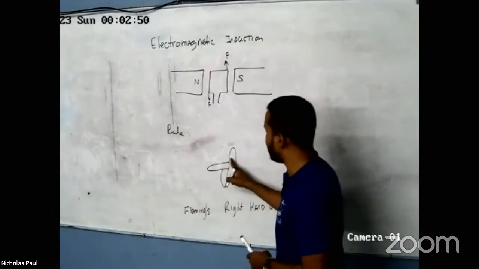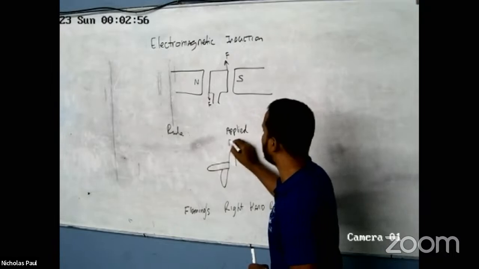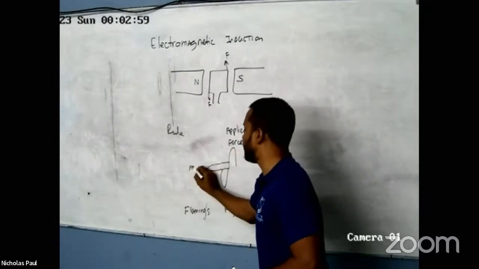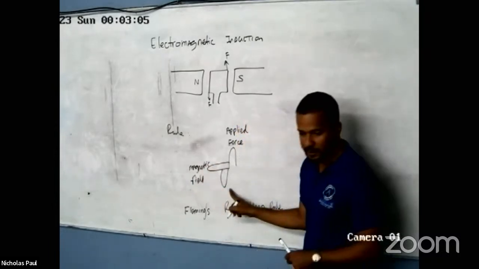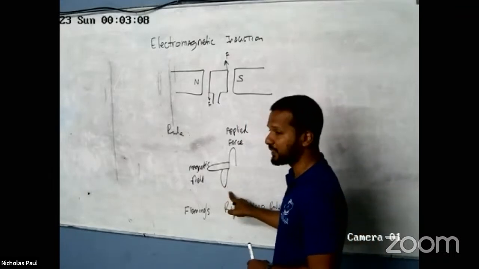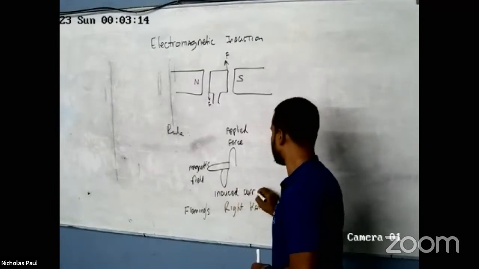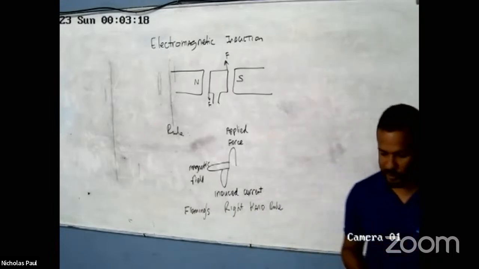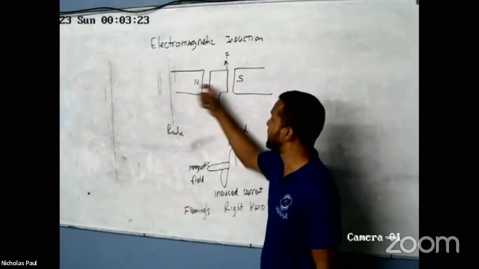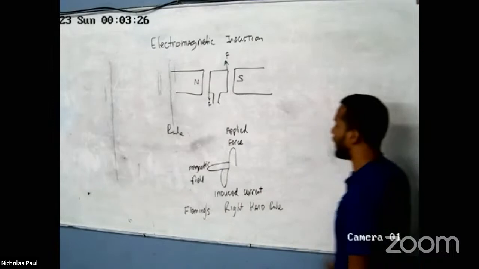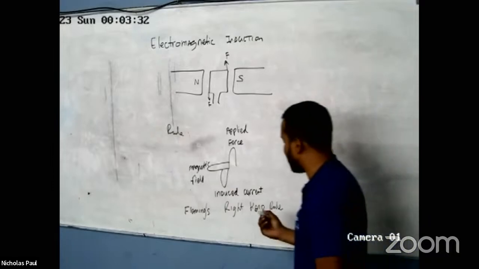I want to be a little specific. This is the applied force. This is the magnetic field. And of course, this here is your induced current. So we're trying to find the induced current. I'll show you the little simulation just now. Basically, once you apply that force into this magnetic field, you are going to generate a current. And you use Fleming's right hand rule. We also call Fleming's right hand rule the generator rule.